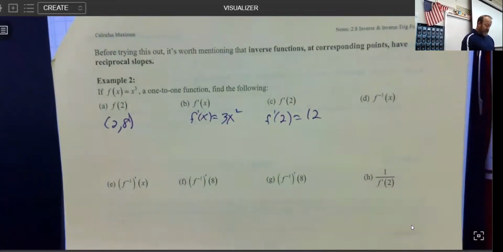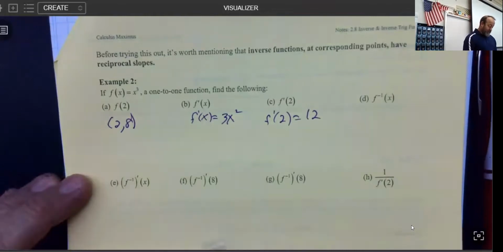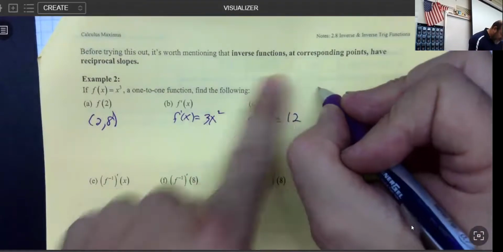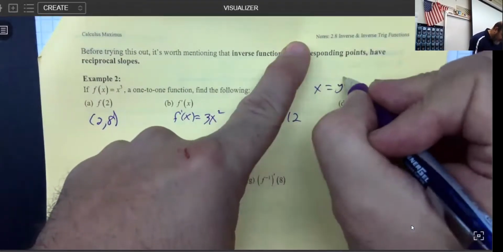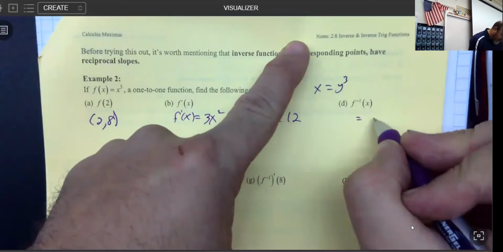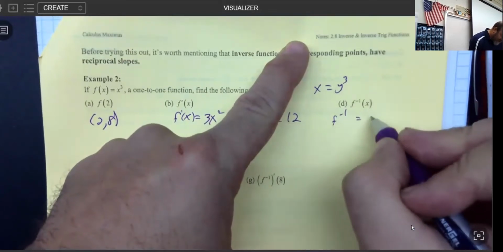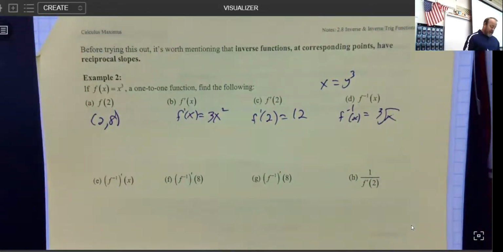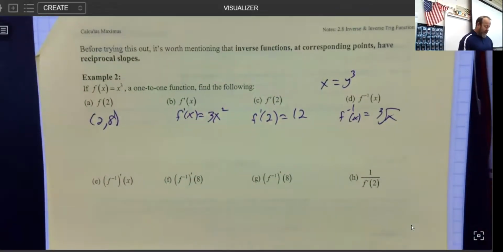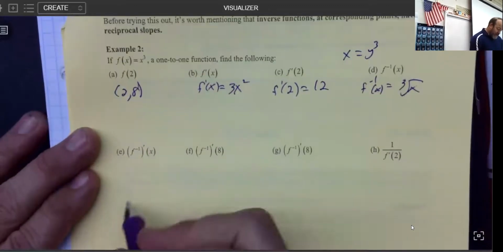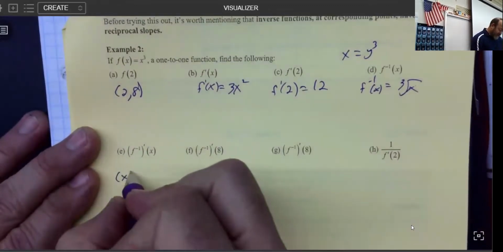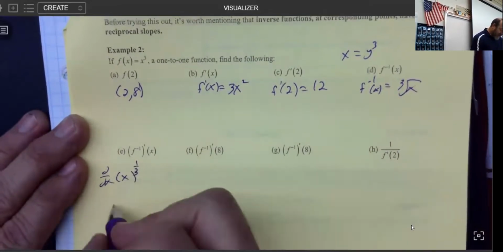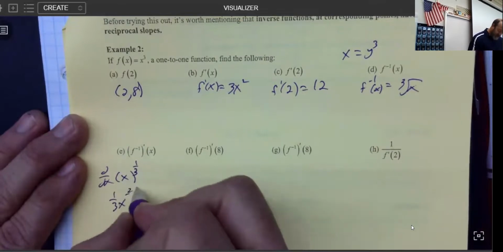If I want to know the inverse, let's just keep going here. If we had y equals x cubed, then x equals y cubed. So that means my inverse function, f inverse, is the cube root of x. Now, if I want to know the inverse prime of x, I could take this inverse, which is x to the 1/3, and take its derivative, which would give me 1/3 x to the minus 2/3, right?